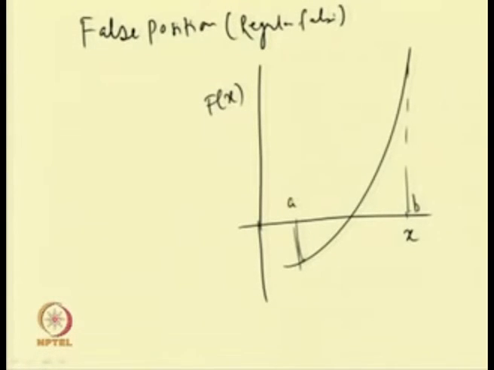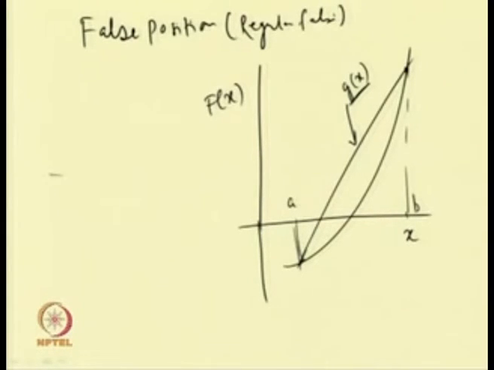The next point we can assume by fitting a linear curve between A and B. Let us join A and B by a straight line, approximating this curve by another function g x, which we get by joining points A and B by a straight line. So, we can get this g x from this equation.